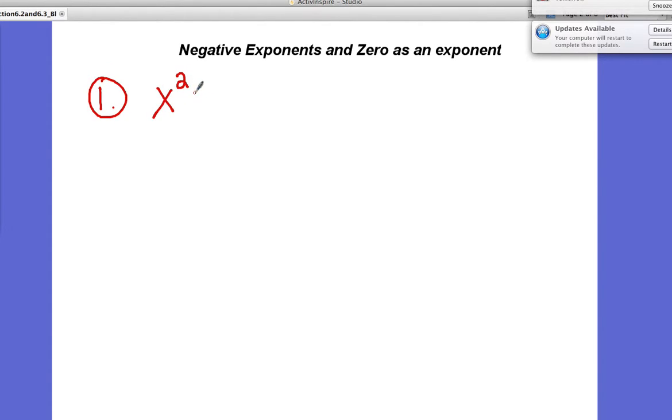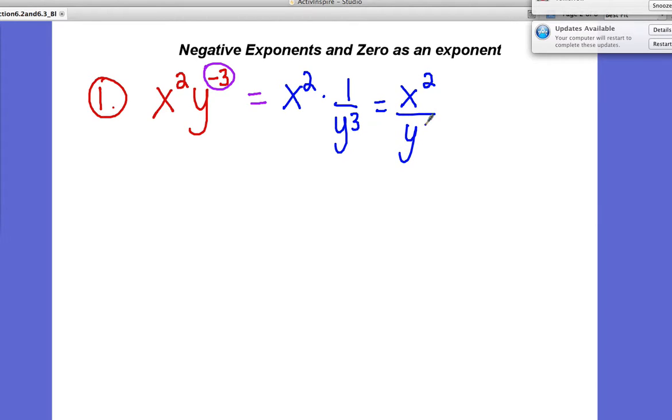I have x squared y to the negative third power. Right now, this is a monomial, x squared y to the negative third power. I can, however, rewrite this so that this y to the negative third power becomes a positive. In order to do that, I have to write it as its reciprocal. Well, the reciprocal of y to the negative 3 is 1 over y cubed, which when I multiply that through, becomes x squared over y cubed.